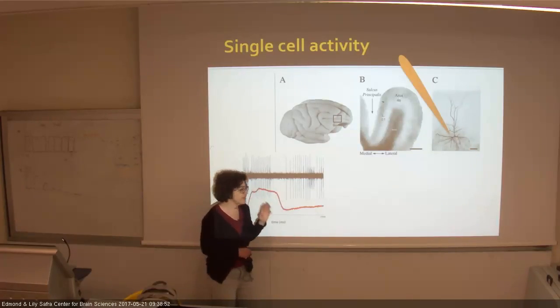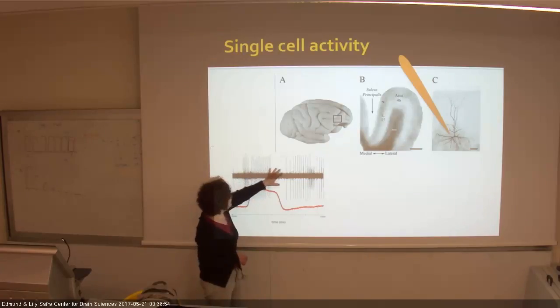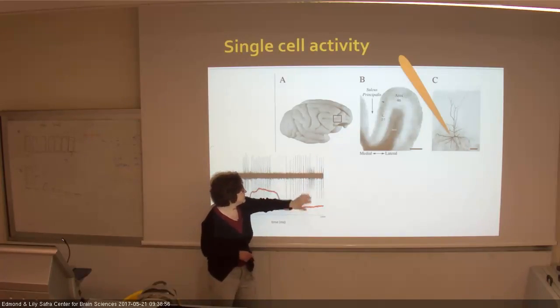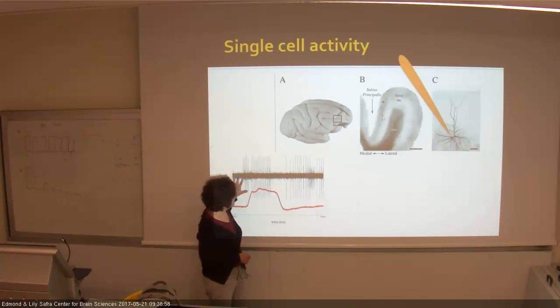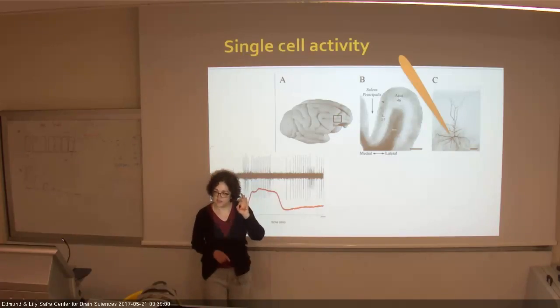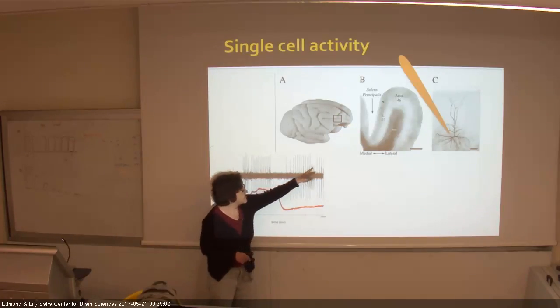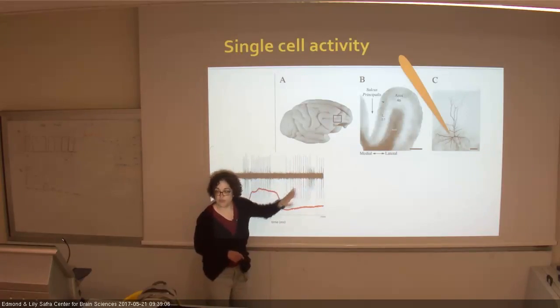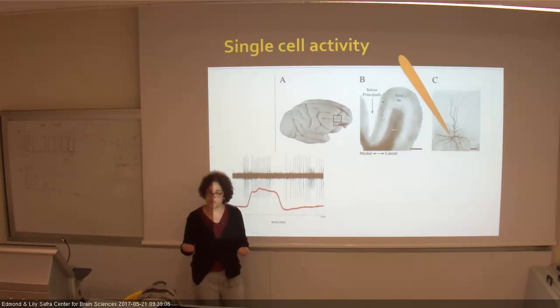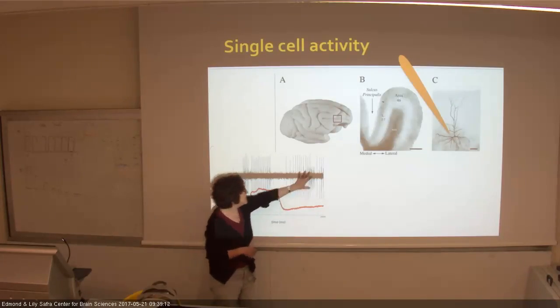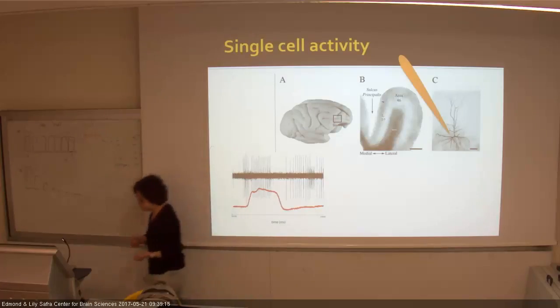Doesn't matter, it looks very similar. And what you often see is that when you record activity from a single electrode, you can actually identify the action potentials of multiple units. So we use the shape of the action potential. You've learned a little bit about spike sorting and so on and so forth. So you can actually identify activity of several units.